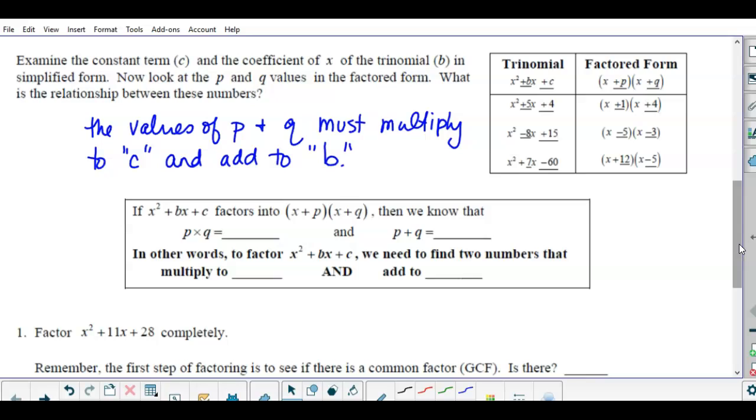So here, we know that p times q has to equal the c value in our original, that constant term. And p plus q has to equal the b value. Okay? So we need two numbers. So this is basically what we just set up here. We need to find two numbers that multiply to c and add to b. So two criteria to choose those numbers.